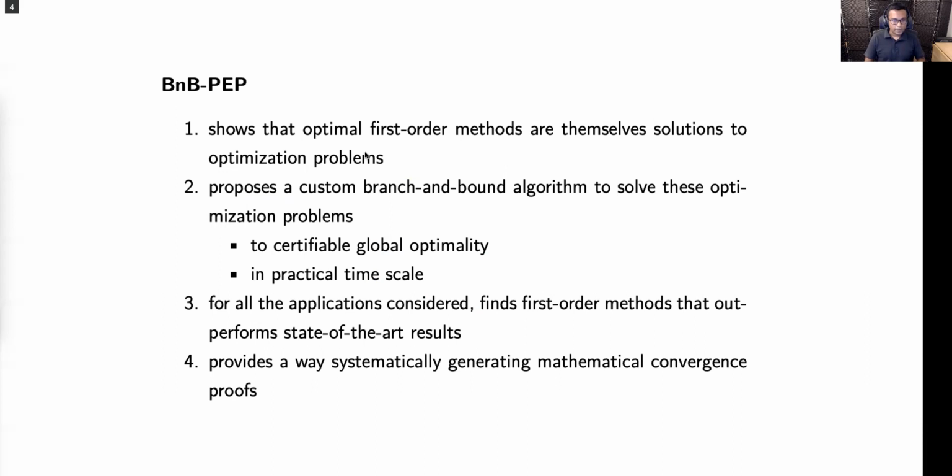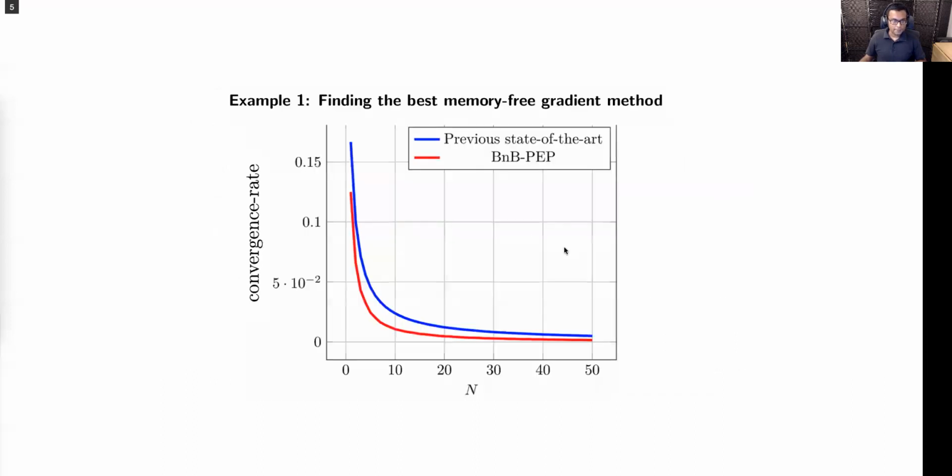Furthermore, for all the applications that we consider in our paper, BnB-PEP is able to find a first-order method that outperforms the state-of-the-art results. Finally, BnB-PEP provides a way of systematically generating mathematical convergence proofs under a potential function setup, besides also finding the fastest algorithm in that setup. Of course, I will go into the details of how BnB-PEP does that.